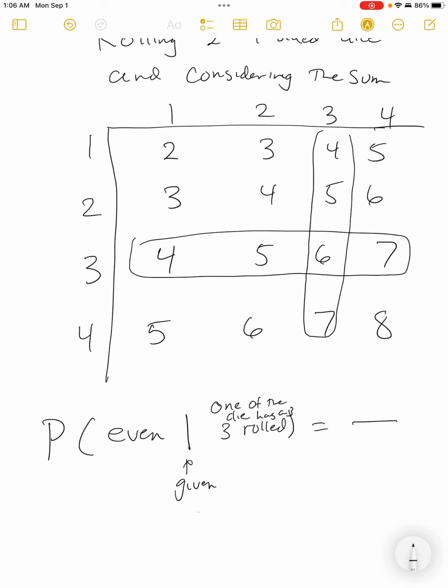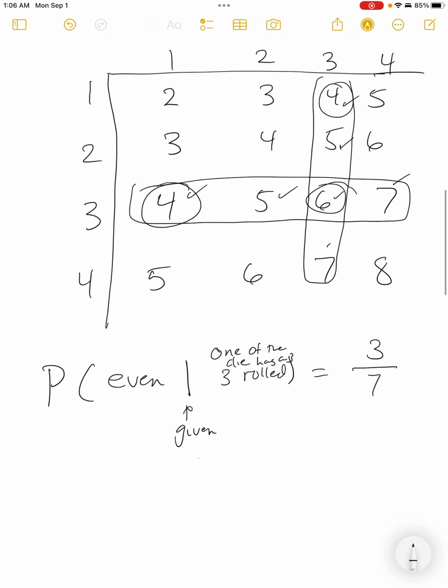Well, let's first get our bottom number. There's 1, 2, 3, 4. So 1, 2, 3, 4, 5, 6, 7 different totals that could come out. We do not want to count this 6 twice. 7 different totals that can come out. Right? And out of those, how many are even? There's 1 even total, 2 even totals, 3 even totals. And so my answer is 3 7ths.